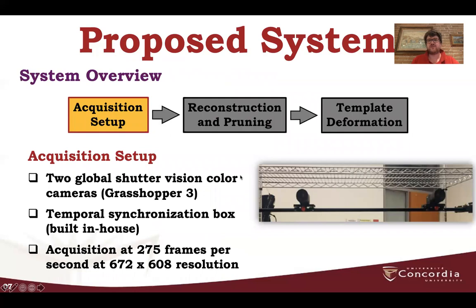For the acquisition and setup, we use 2 global shutter vision color cameras and a temporal synchronization box, because temporal synchronization is very important given the speed of the motion. We are able to acquire at about 275 frames per second at a relatively low resolution of 672 by 608 pixels. We had to trade off spatial resolution for temporal resolution in order to accurately capture the motion of the stick.